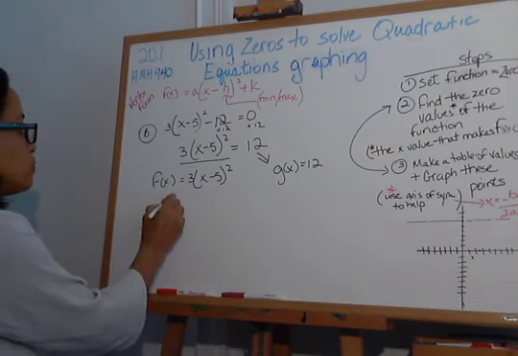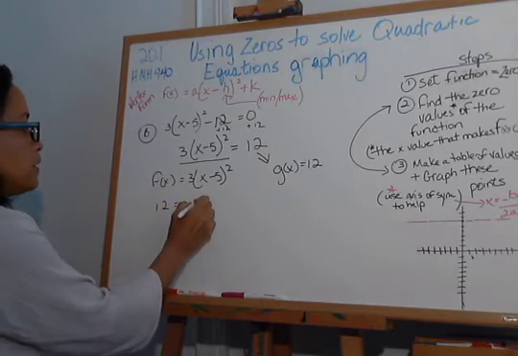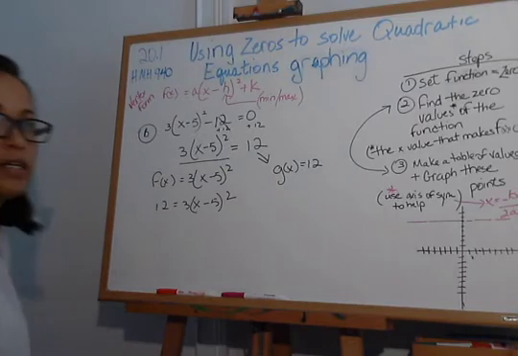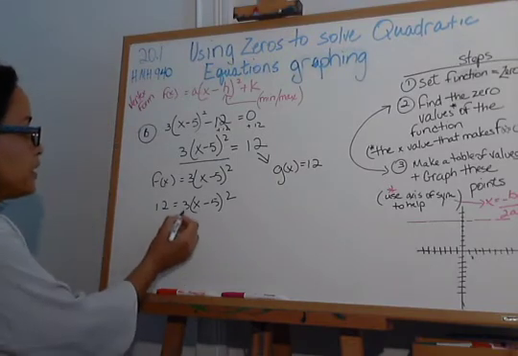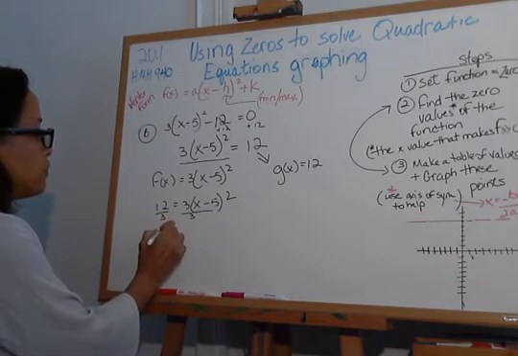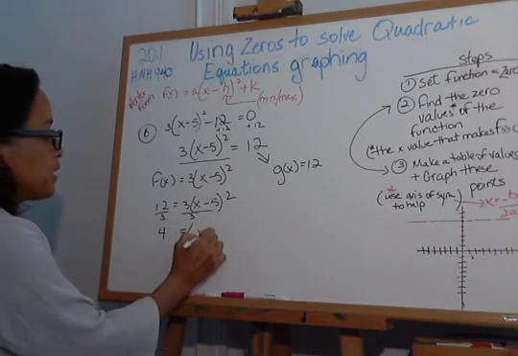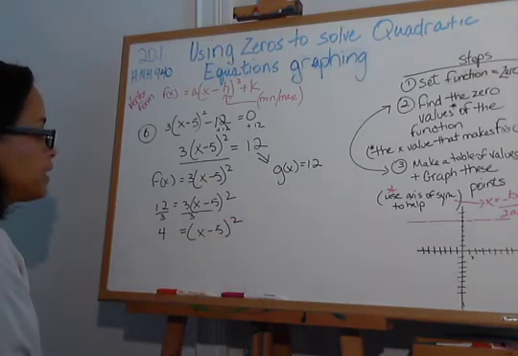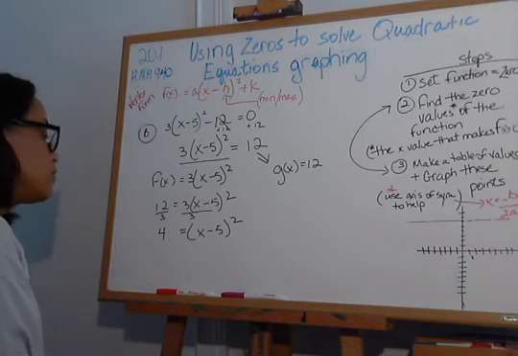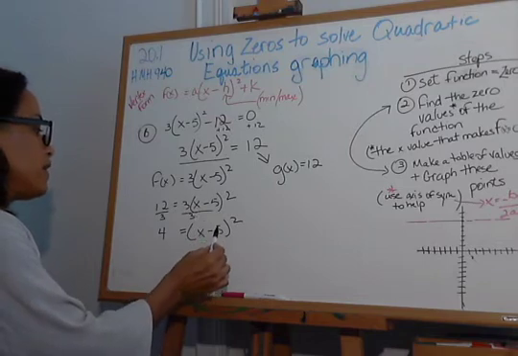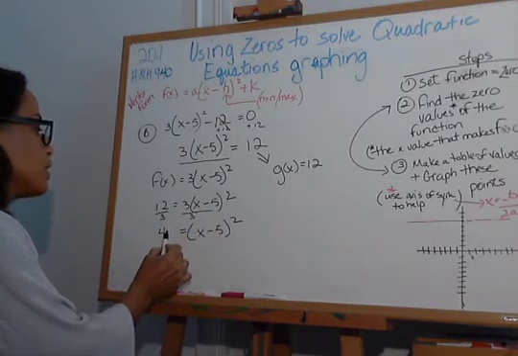So 12 equals 3 times (x minus 5) squared. How can I simplify this? I can divide by 3 on both sides. It's going to give me 4 is equal to (x minus 5) squared. And can I simplify this a little more? I could, or I could just take a look at it. (x minus 5) squared equals 4.